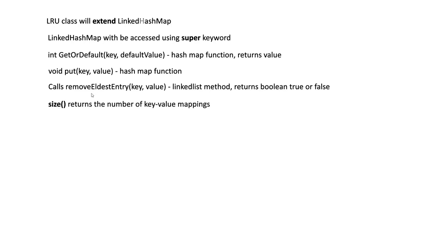And the way we're going to determine true or false is we're going to use the size method, which returns the number of key-value mappings. So we're going to compare size to the capacity. If size is not greater than capacity, then we're good to go. But if size becomes greater than the capacity, then we have to remove the eldest entry.